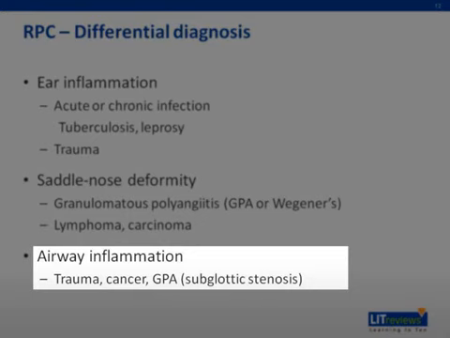With airway or tracheal inflammation, consider trauma or cancer as possible diagnoses. Granulomatosis with polyangiitis may also present with a specific form of airway involvement called subglottic stenosis, also found in relapsing polychondritis.